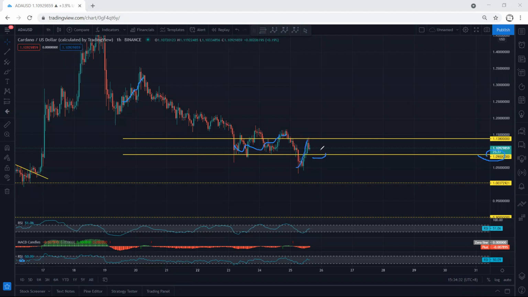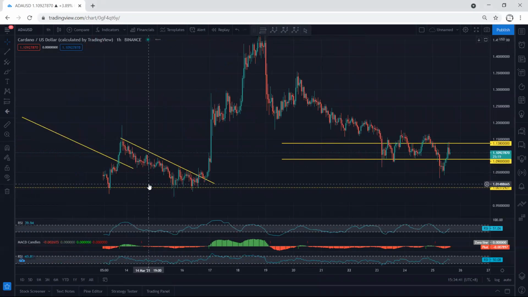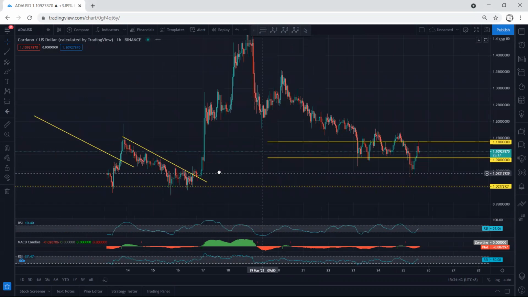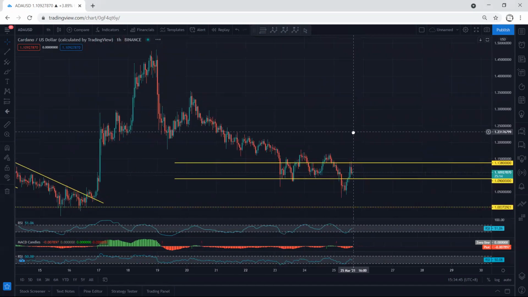Because we mentioned if the price can break this one, the 1.09, the next level is the one we're looking for. But as we can see, the price couldn't tag it, because that one is the previous low. Okay, now we want to see how we can look at the trade and what's next.